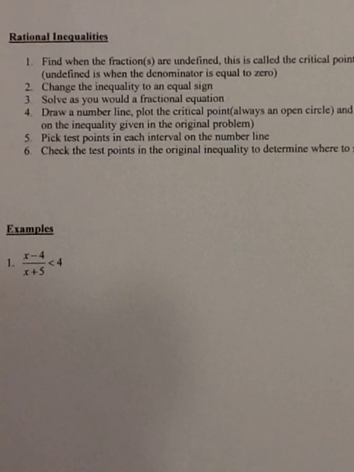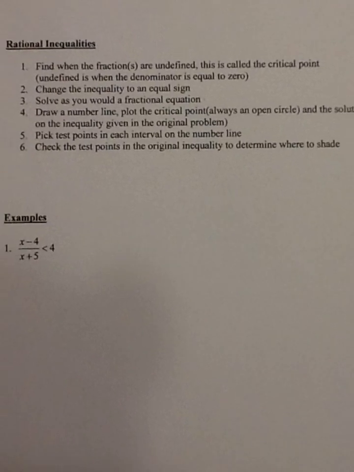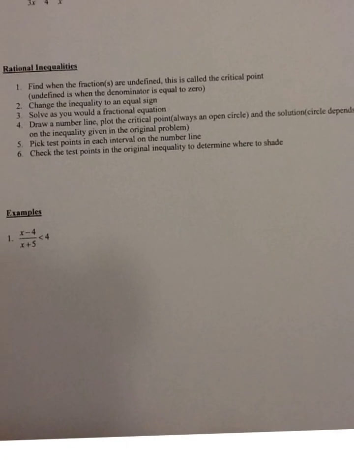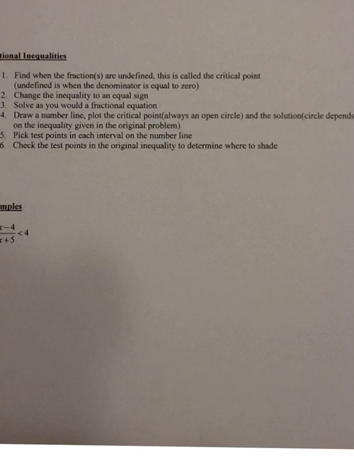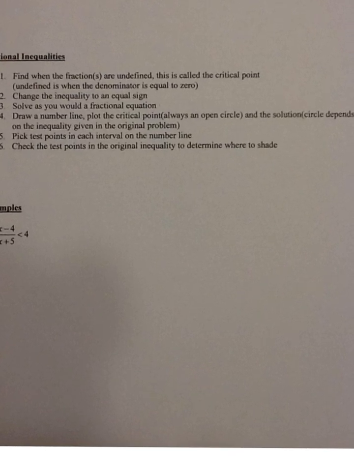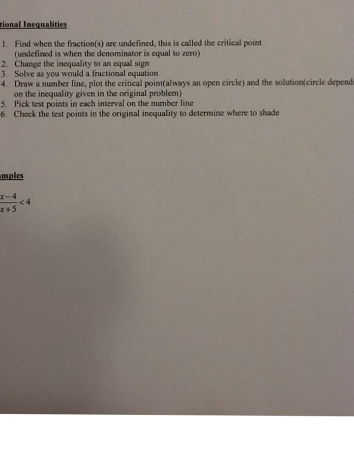All right, so let's see what we have to do. So the first thing you want to do is find what's called the critical point. The critical point is when the denominator is equal to 0. So it's when the fraction is undefined, okay? Then you're going to change the inequality to an equal sign, so then you're going to solve it just like we did now. It's going to be a rational equation. So you're going to solve as you would for the fractional equation. You're going to draw a number line.